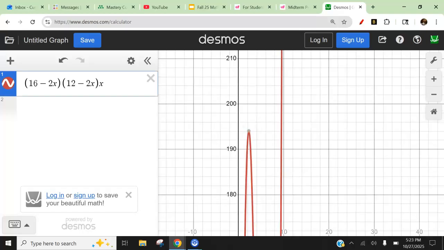Hopefully I don't have to go too much longer. There it is. I would make the x's, those cuts, be 2.2. And if I did that, the volume would maximize at 194. And this was in inches, I believe, so 194 cubic inches.